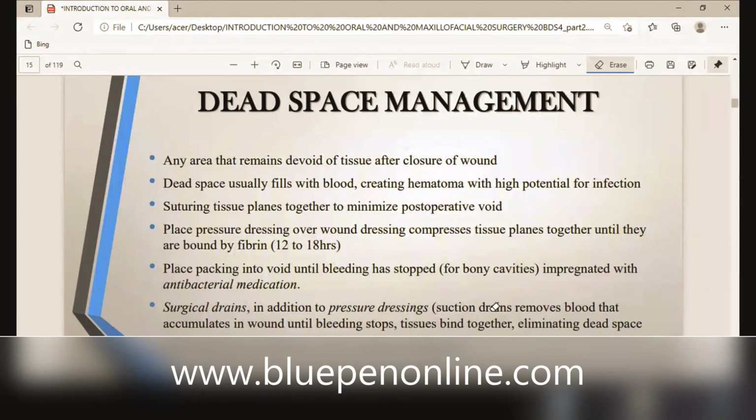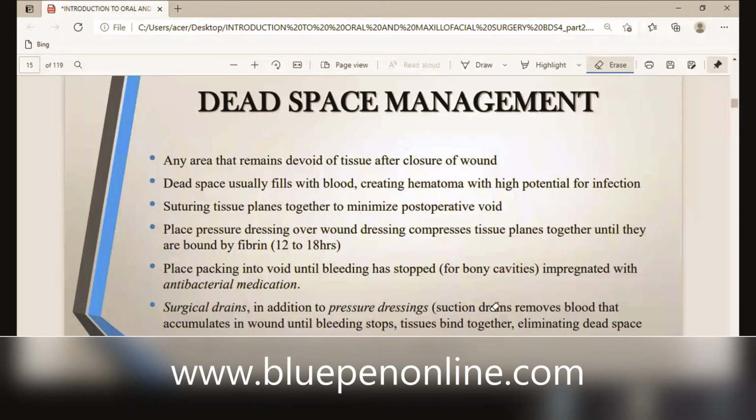Now, if a condition like this happens, then you have to place a pressure dressing over this and compress it, for about 12 to 18 hours. Place the packing into the void until you have to open it.